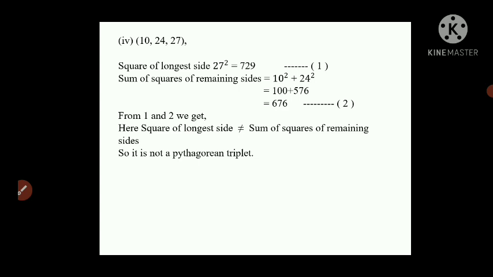So all the sums of this main question number 1, you have to solve in the same manner. The steps will be the same. First you have to square the longest side. That will be statement number 1. And the other two remaining sides, you square them and then add them. And that will be statement number 2. Compare 1 and 2. If 1 and 2 are equal, it means it is a Pythagorean triplet. If 1 and 2 are not equal, then it is not a Pythagorean triplet.